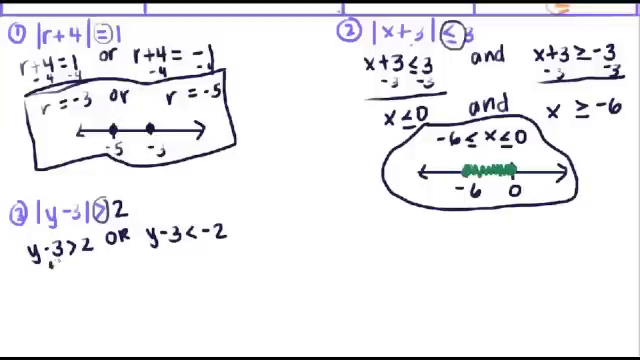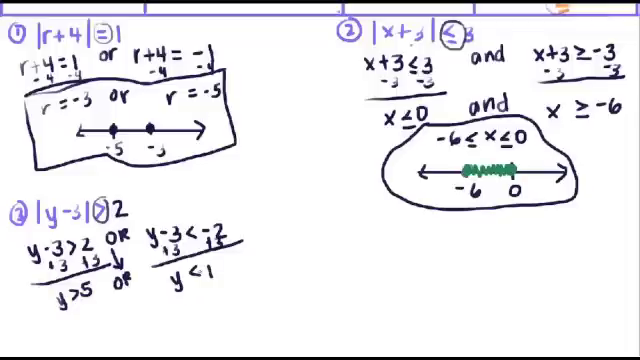Okay, so I'm going to add 3. On this side I have y is greater than 5. Drop my or down. And then I add 3 here, so y is less than 1. Since this is an or problem, I don't have to sandwich. I can just leave it as or, so I can go straight to the graph now.